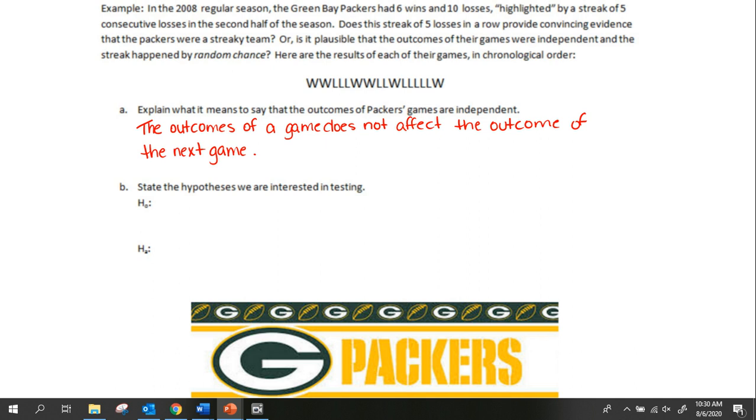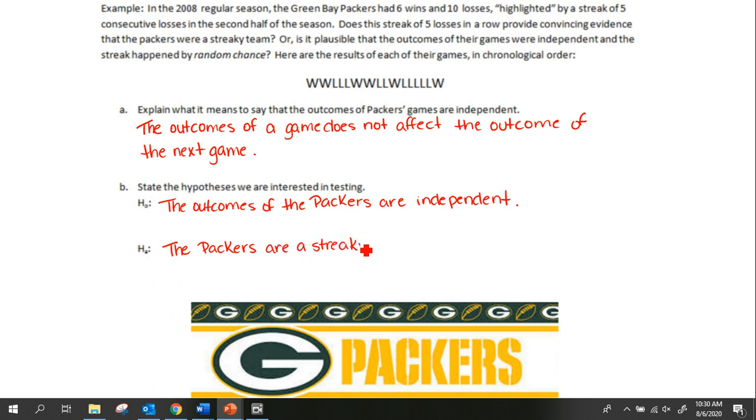So the hypotheses we're interested in testing are H0, and this will be the same for all of these types of questions, the outcomes of the Packers games are independent. And our alternative would be the Packers are a streaky team. And notice we didn't say that they had the hot hand because a streak could have been a win or a loss. And we don't really care which one. We just want to know if they would have as many as 5 in a row.